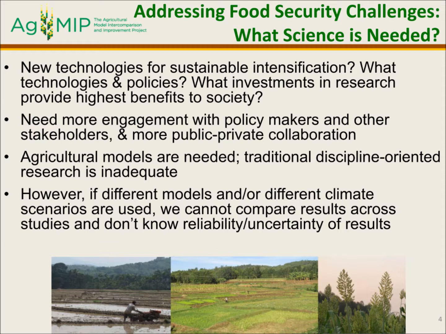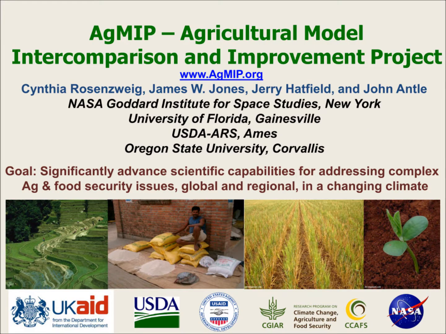So we felt that we need to do a better job in agriculture on understanding the impacts of climate change and looking for ways to adapt to it and increase food security. So I'll talk about the AgMIP project. I've mentioned that already. And our goal in this from the outset has been to substantially advance the scientific capabilities of the agricultural scientists for addressing these complex agriculture and food security issues globally and regionally, particularly related to climate change impacts and adaptation of systems.